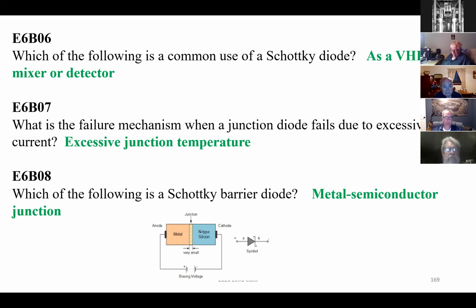They say number 6 was withdrawn. So we go to number 7. What is the failure mechanism when a junction diode fails due to excessive current? It would be B, excessive junction temperature.